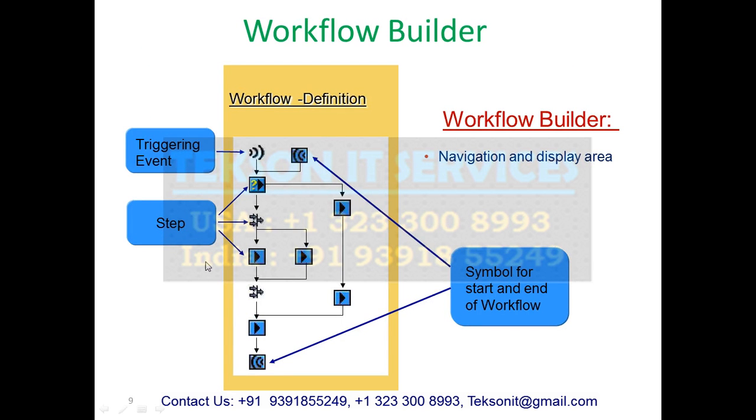And this is how the workflow looks. This is a small workflow. A workflow will be like a flow chart. Here the trigger event is the start point of the workflow. Whenever the workflow starts, it goes from top to bottom. It will come here and check: if it is true, it goes here; if it is false, it goes there. Sometimes it will do the steps in parallel.